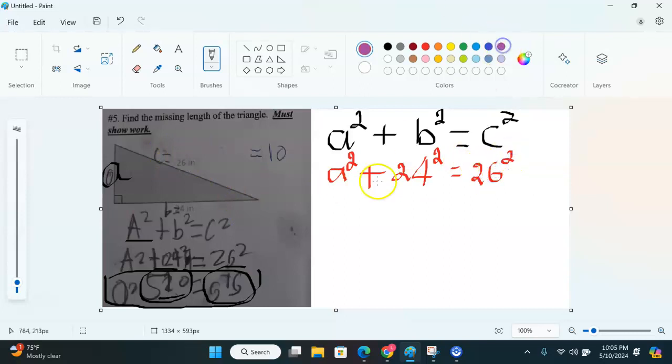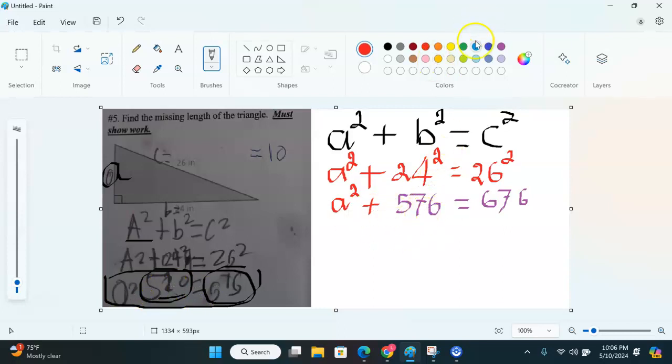All right, so I'm not going to do the long multiplication. I'll use the table since we did it together already. But 24 squared is going to give you 576. Okay. And then 26 squared is going to give me 676. And I'm still going to bring down the a squared. And don't forget, it's a squared plus 576 equals 676. You see the difference between what you have and what I have right there.